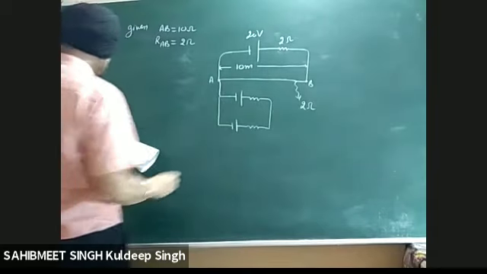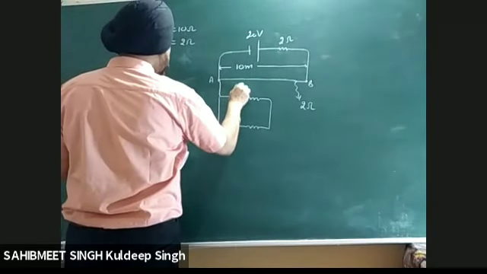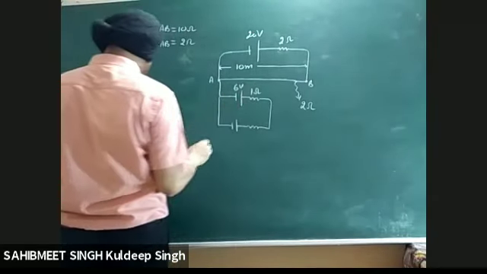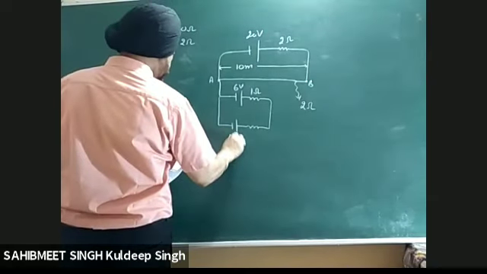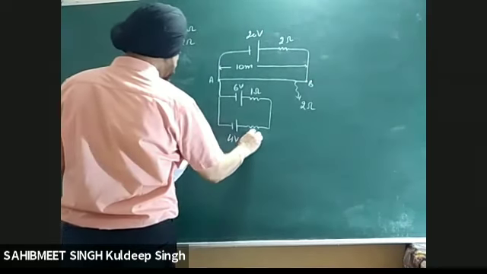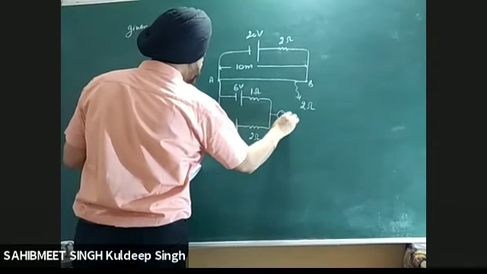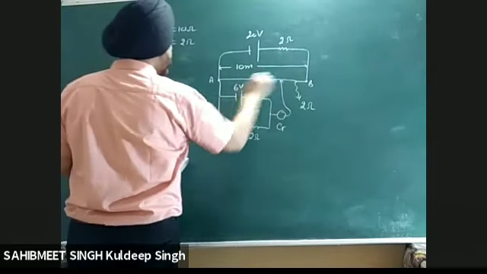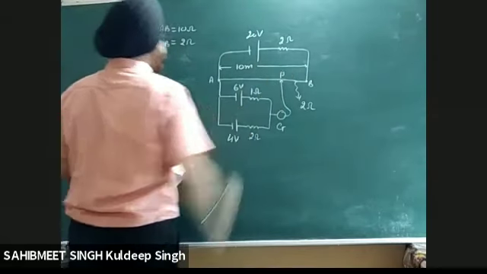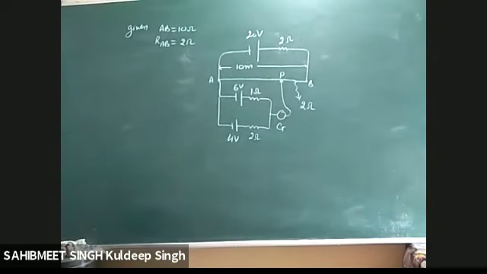This is 6 volt, 1 ohm, 4 volt, 2 ohm, galvanometer, and this balance point. This is given. You don't have to do anything else, it is very simple.